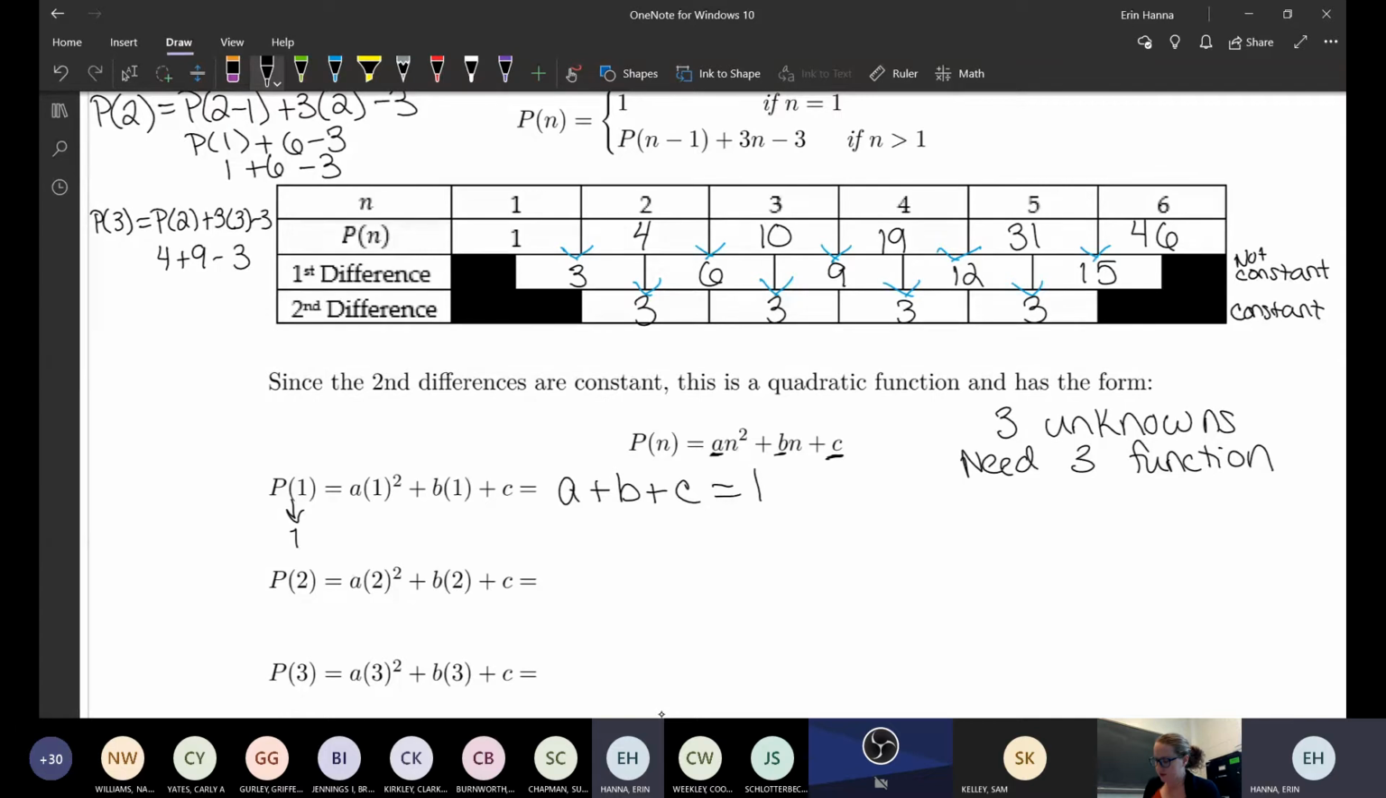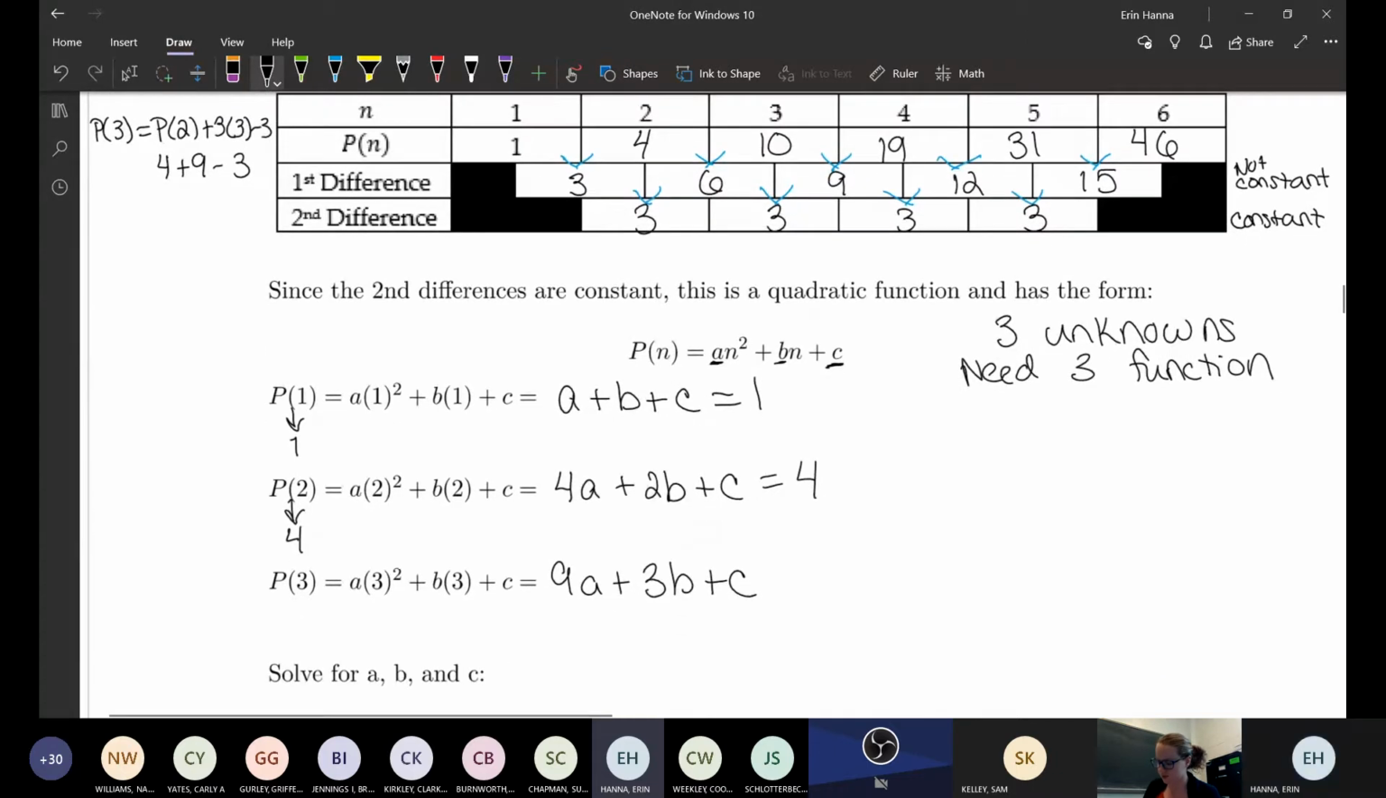If we replace n with 2, we're going to get 4a plus 2b plus c. And what was P of 2? P of 2 was 4, so all of that will be equal to 4. And what if I replace n with 3? We'll have 9a plus 3b plus c. And what was P of 3? That was 10. So this whole equation needs to be equal to 10.